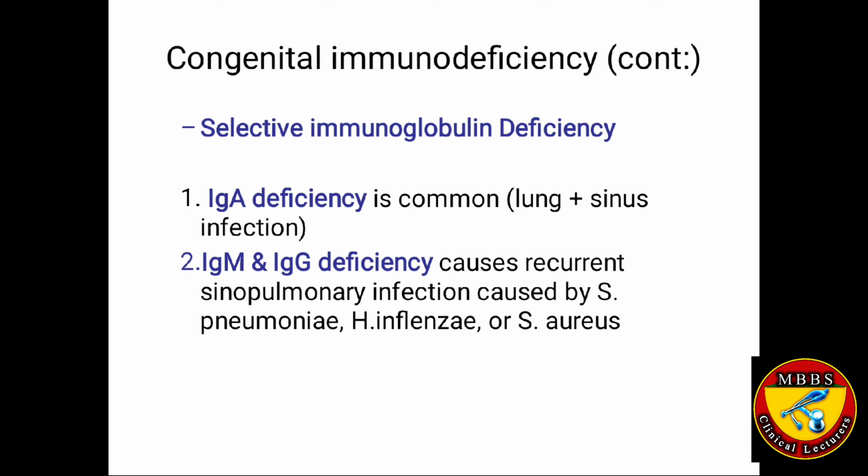So when IgA deficiency is there, most of the infections are related to the lungs, sinuses, and GI tract, and GI absorption effects may also be seen in these patients. The other is IgG deficiency with normal IgM, which causes recurrent sinopulmonary infection caused by Strep pneumoniae and H. influenzae or Staph aureus.